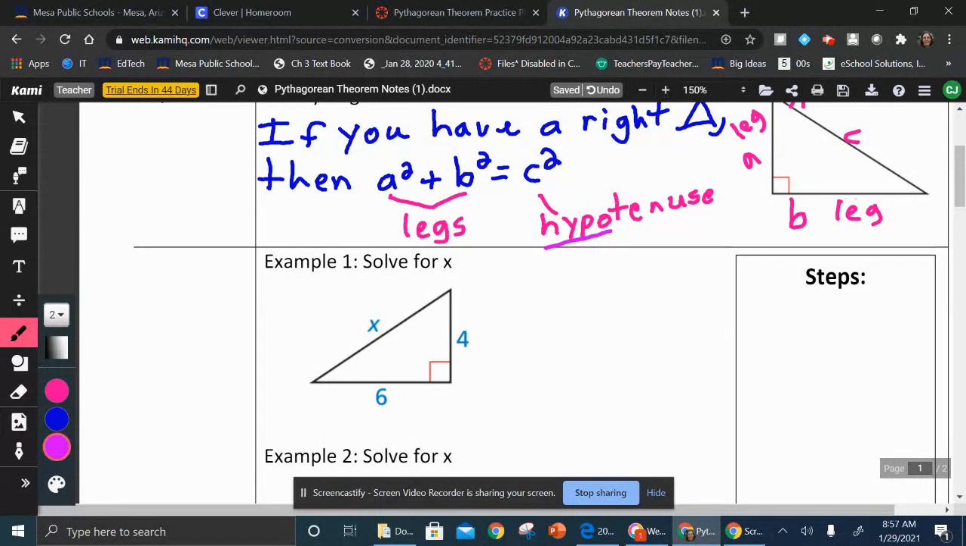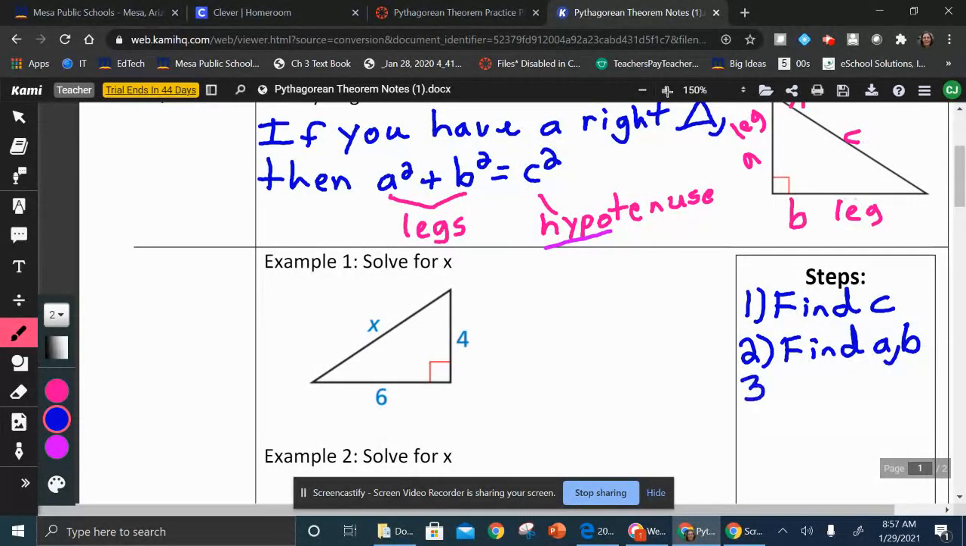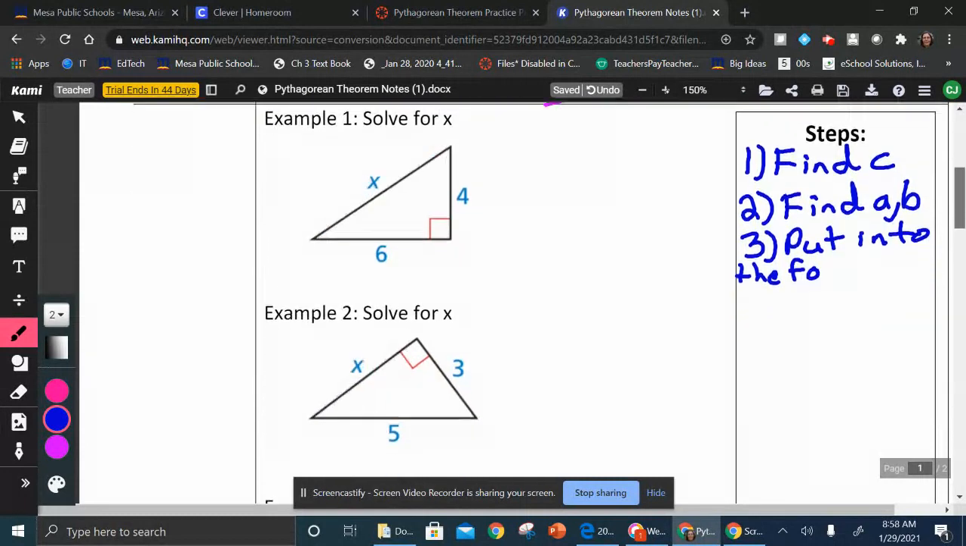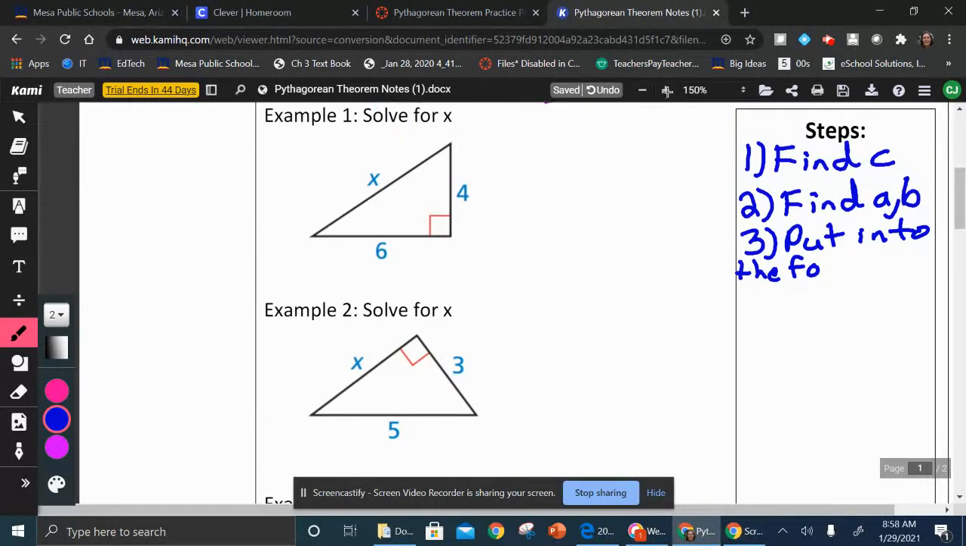So our steps, everybody, is that we are going to find C. Then we find A and B. Okay, so you're going to find C over here, and then find A and B, and then you're going to put them in to the formula. Okay, so then we're going to put it into the formula. Okay, so our a squared plus b squared is equal to c squared.